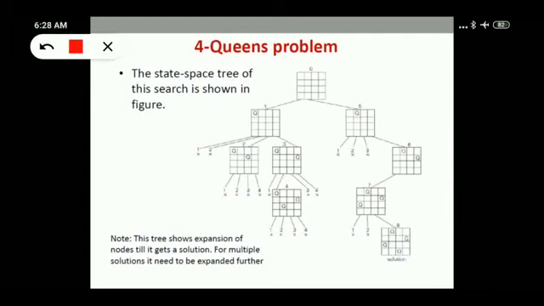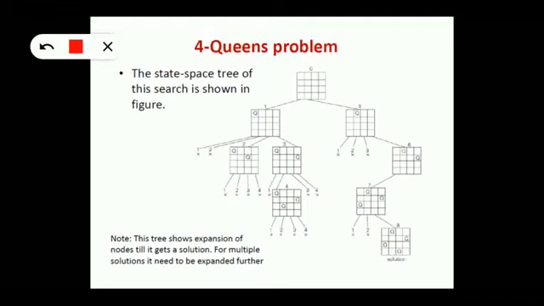So once I place queen 2 on 2 comma 3, I cannot place the third queen on column 3, nor can I place queen 3 on row 2, nor can I place the third queen diagonally on this chessboard. So therefore, I have no place to locate queen 3 on this chessboard. So therefore, I backtrack to queen 2.